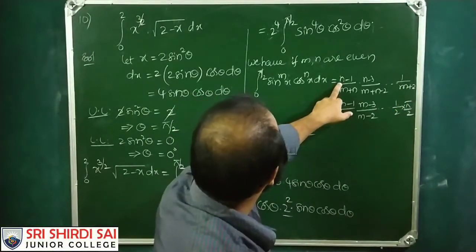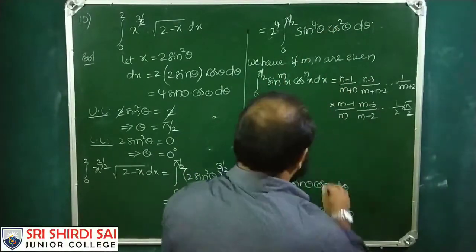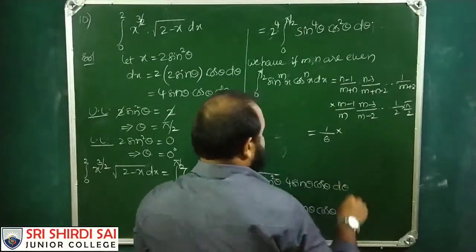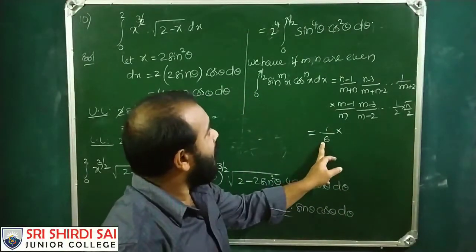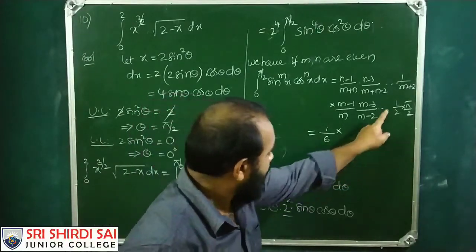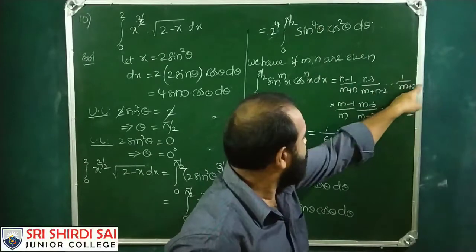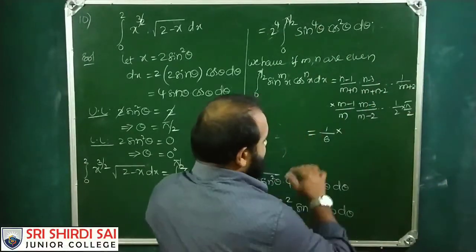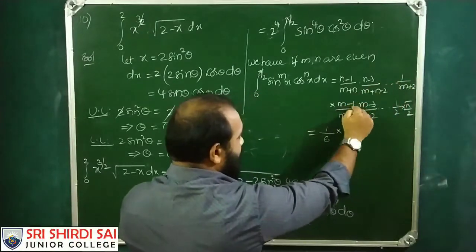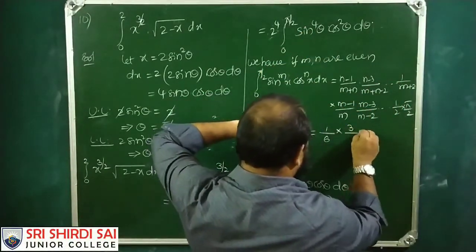The value of n is 2. So 2 minus 1, 1 by m plus n, 4 plus 2, 6. Since further reduction is not possible, let us check. So m plus 2, m is 4, 4 plus 2 is 6. Therefore it starts from here. This being the first term, the next is m minus 1. What is m? 4 minus 1, so 3 by 4.